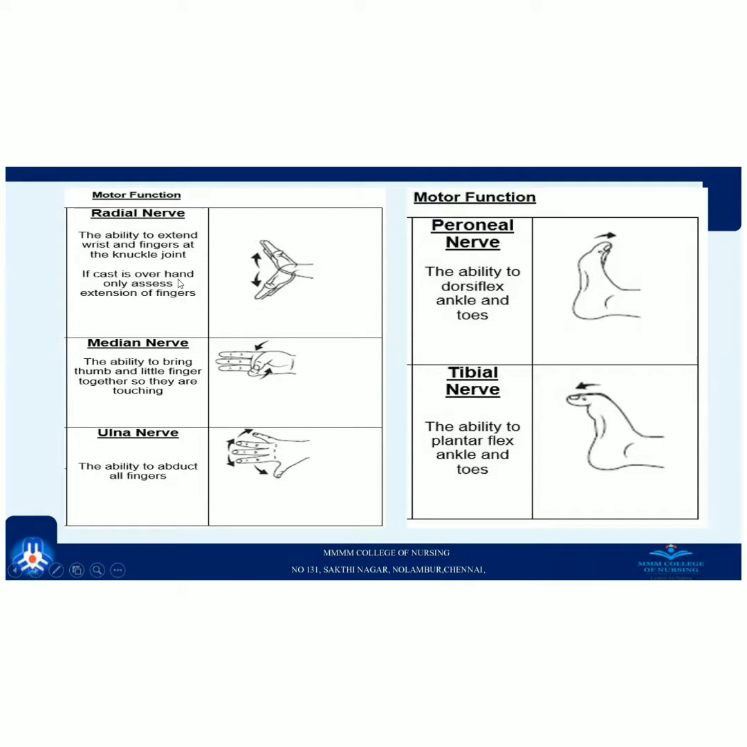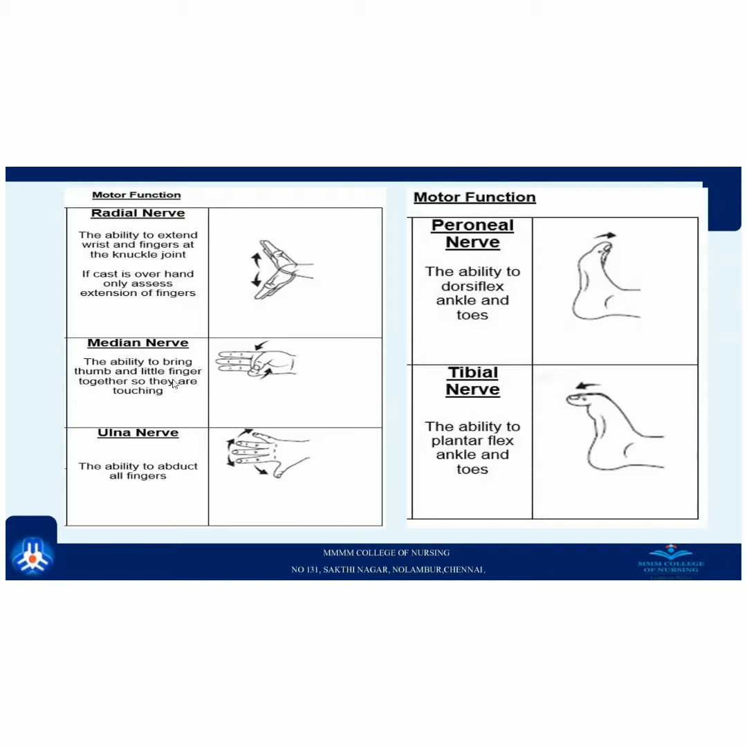In the upper limb, the three main nerves are the radial nerve, median nerve, and the ulnar nerve. To assess the radial nerve, ask the patient to extend the wrist and fingers at the knuckle joint. If a POP or cast is applied over the hand, then this can be assessed by making the patient extend the fingers.